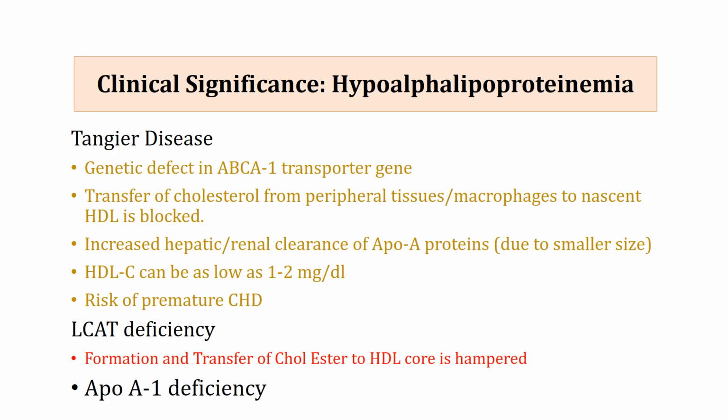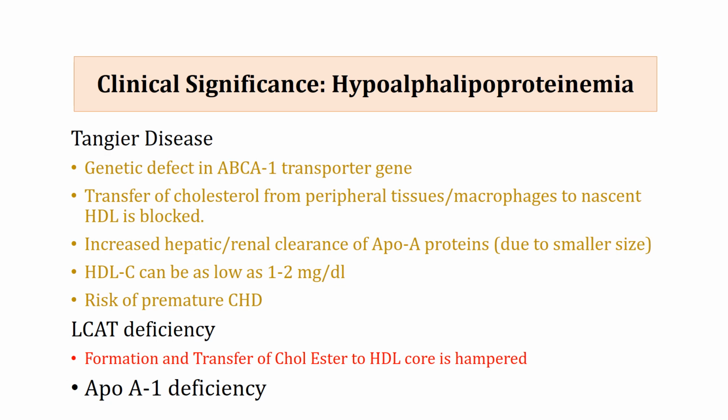Now, clinical significance of serum HDL estimation. The low HDL cholesterol level is clinically important. Whenever there is a low concentration of HDL in serum, this condition is called hypo-alpha lipoproteinemia. It can occur in Tangier disease, LCAT deficiency or ApoA1 deficiency.